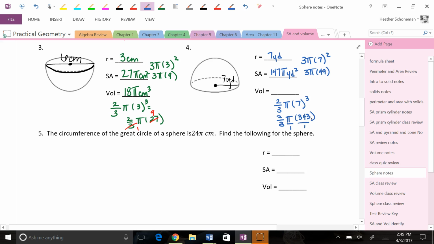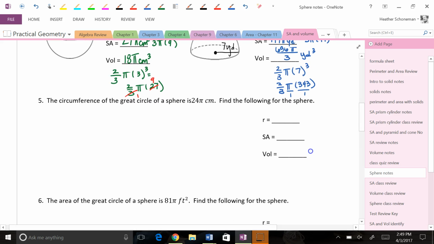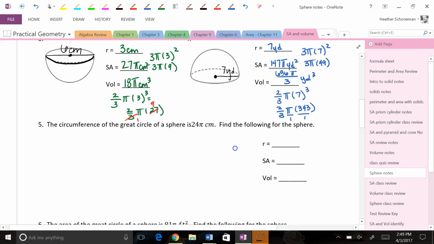Think of them as all being over 1 and multiply across the top. 2 times pi times 343 is going to give us 686 pi. And on the bottom, 3 times 1 will give us 3. And our unit is yards cubed.